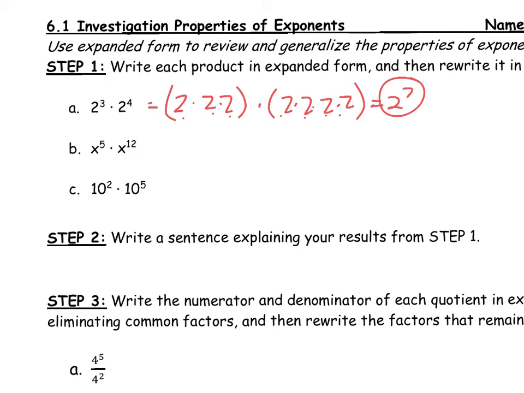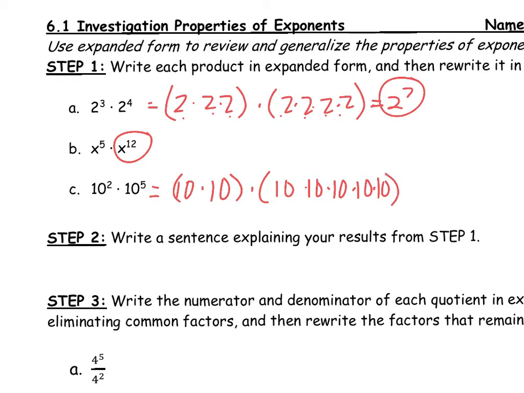We'll jump down and do this one down here because I don't want to expand x to the 12th, but it's the same thing. 10 squared is 10 times 10, times 10 to the 5th. There's 3, 4, 5 10s that we're multiplying here. So how many 10s are we multiplying all together? 1, 2, 3, 4, 5, 6, 7. So that's 10 to the 7th.